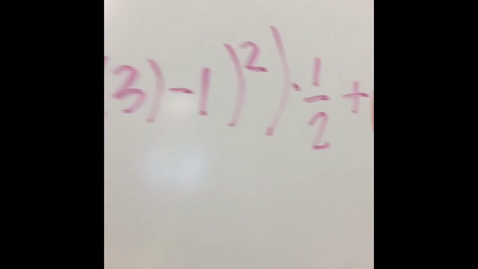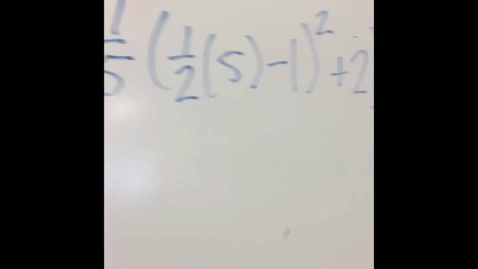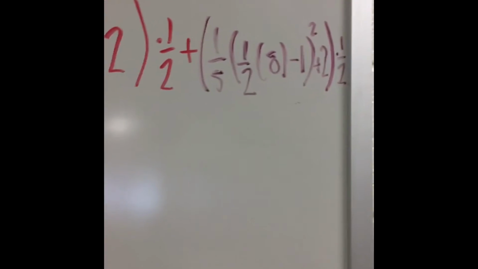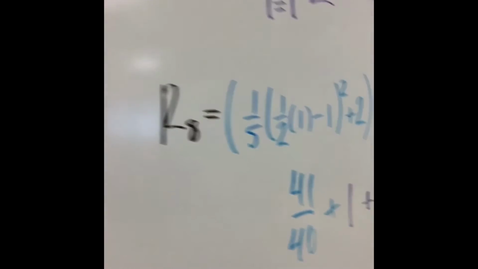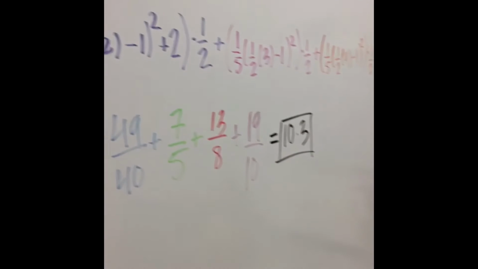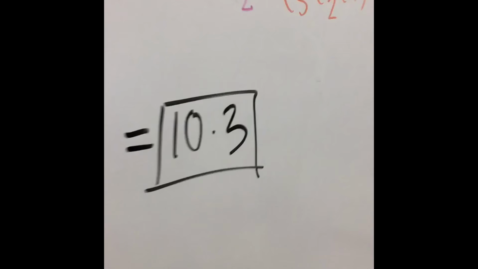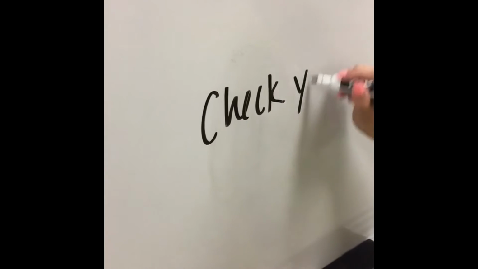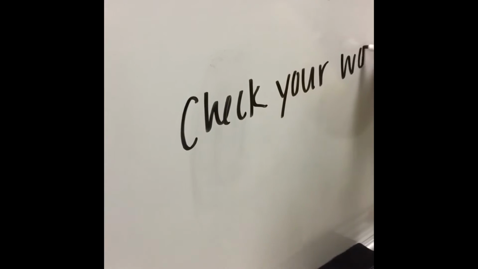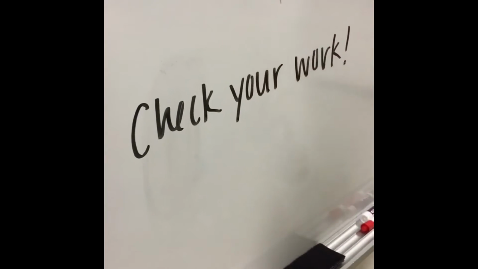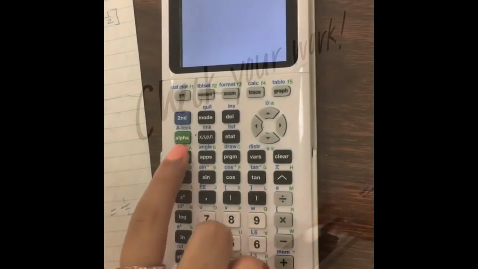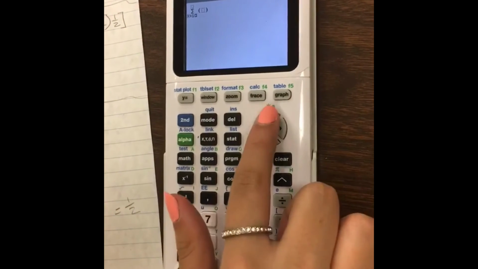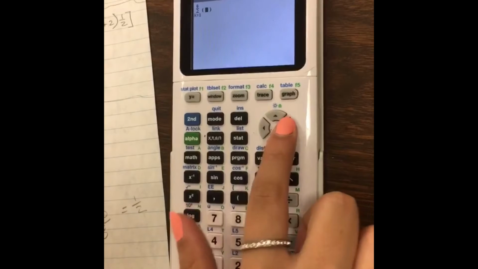After each rectangle has been written, your function should look something like this. This is what it should look like when you're done. It's meant to be done by hand, but for the sake of time, we're just going to show you the answer because it's a lot of math and fractions. Make sure you check your work! Here we're checking our work on a calculator, but we're going to show you more in depth how to do that later on in the video.